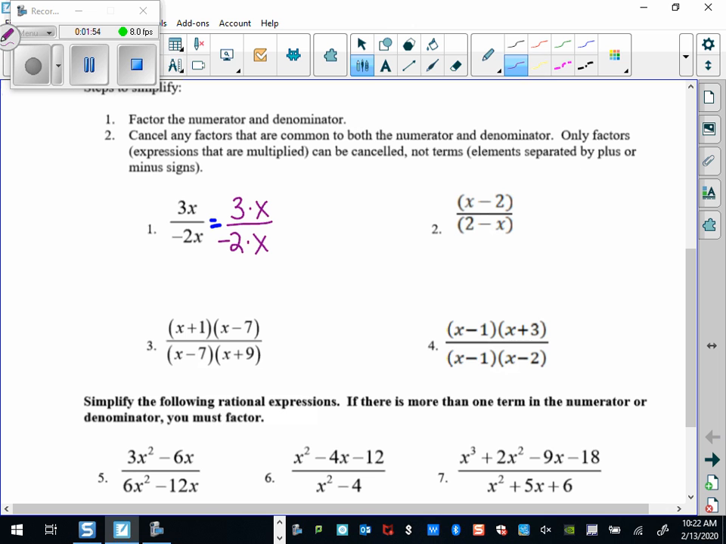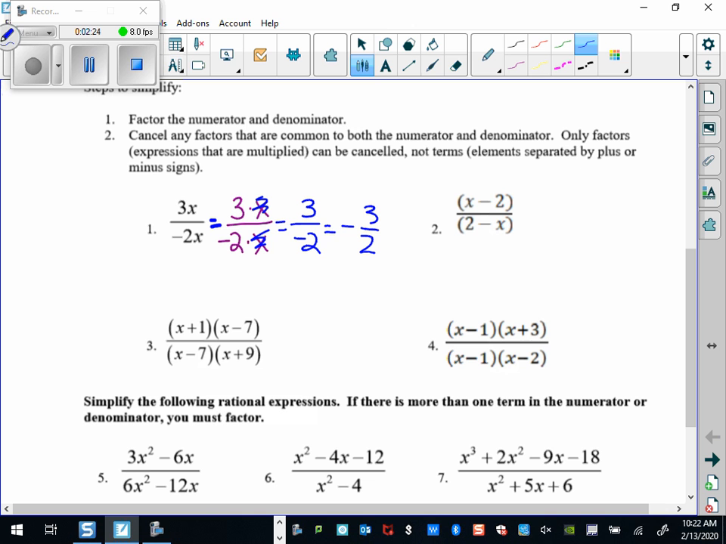Do we have anything that is the same on the top and bottom? The x's. So I can cross this one out, and I can cross this out, and what I have left is 3 over negative 2. If you want to write this as negative 3 over 2, that's fine too. Either one. No, there's no negative exponent. It's a negative number.